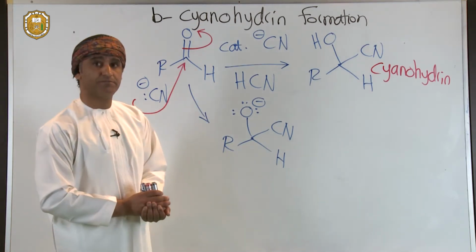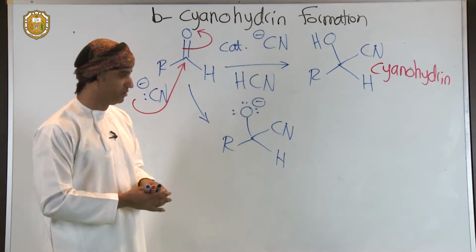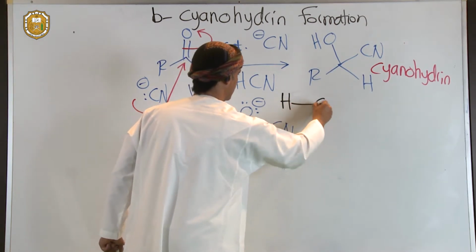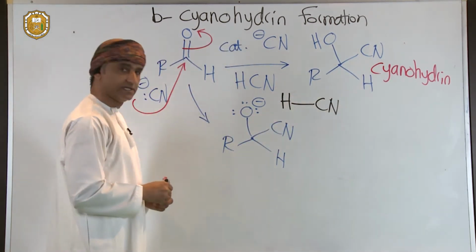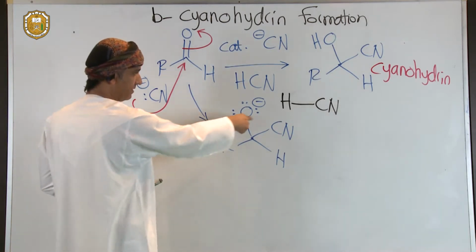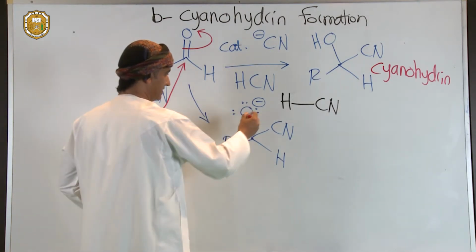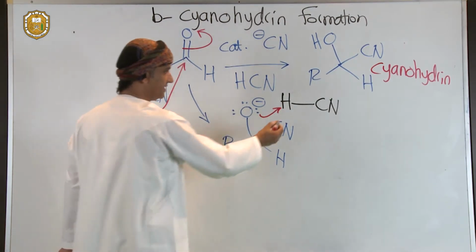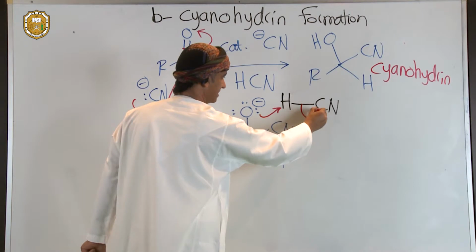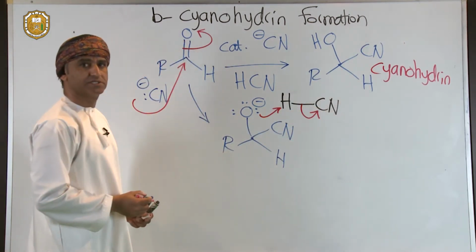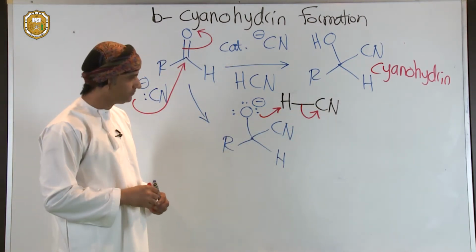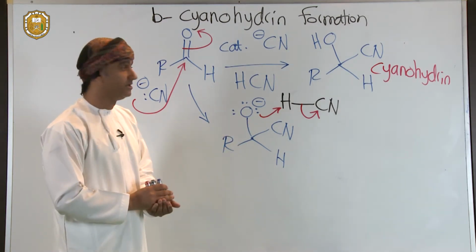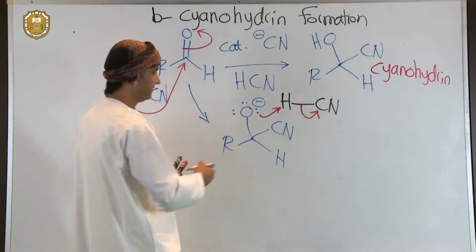In this case it gets protonated by HCN as a proton source. So we can write HCN like that, and then the alkoxide picks up a proton from HCN in a protonation reaction, and this H-CN bond then gets broken, and the electrons of that hydrogen-carbon bond that has been broken are now released onto carbon.